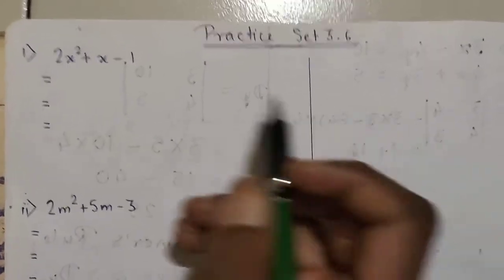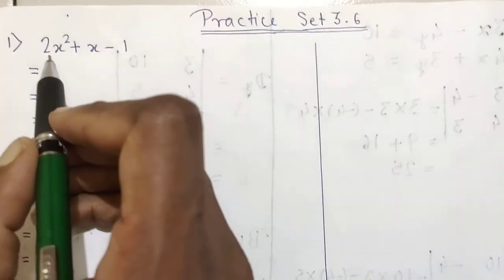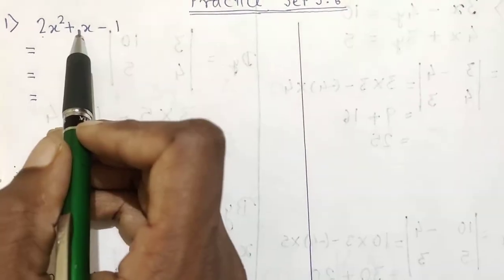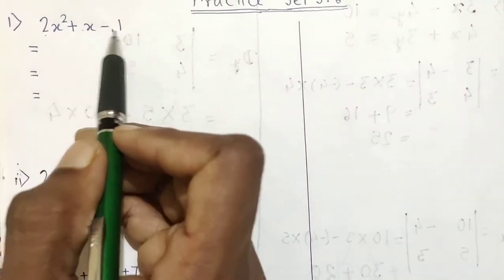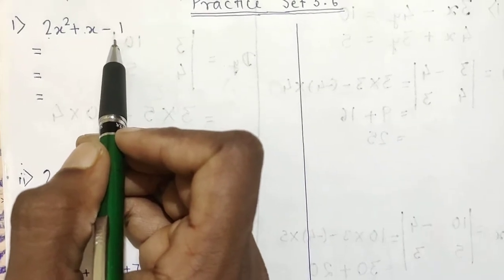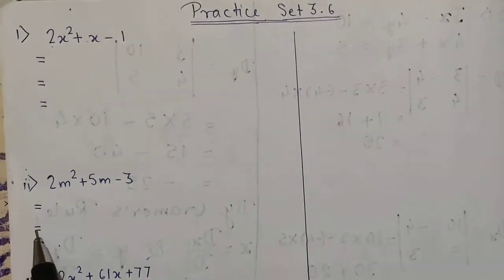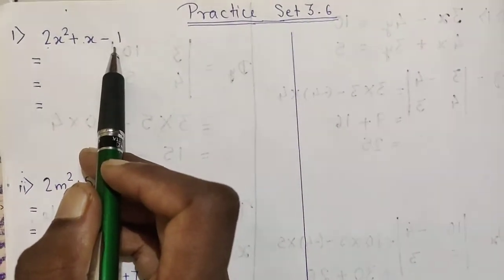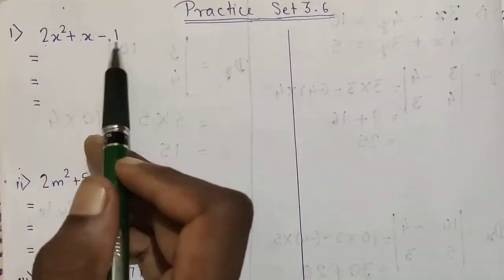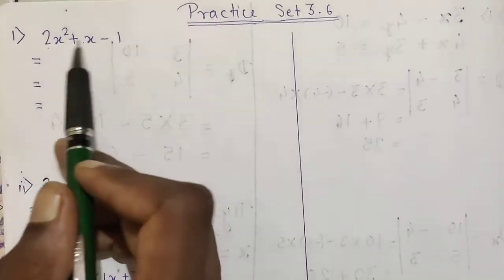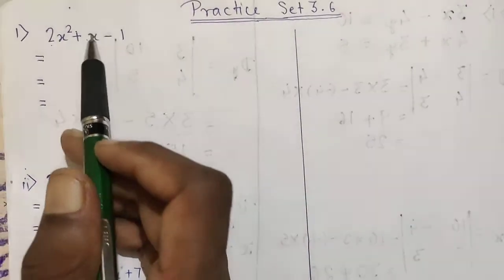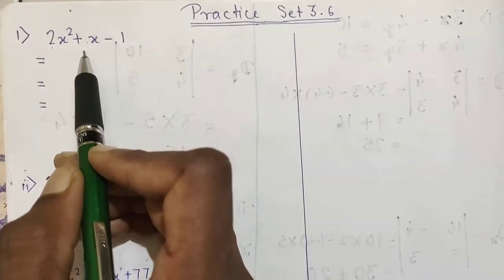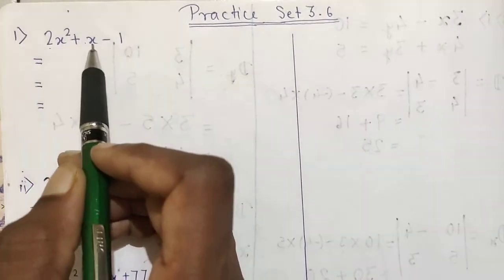Okay. Now, first you see the numbers. What is the first number? 2 here. Here nothing is written, so 1 is there, and here minus 1 is there. Okay. So try to see the numbers first. 2, 1 and minus 1. Now, whenever you are solving this, how many terms are there? 3. So what are we going to do? We are going to split this middle term into 2 parts. Now see how to split this.